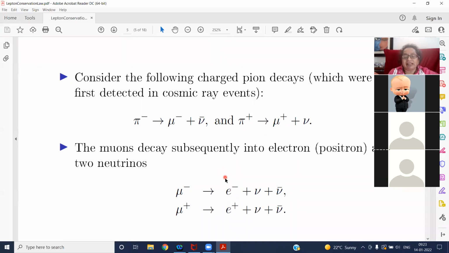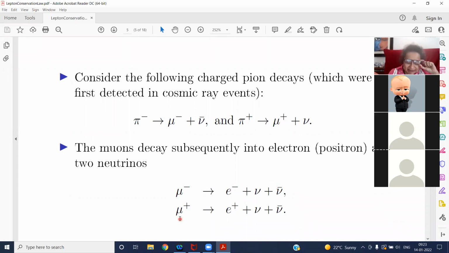Electron has lepton number +1, neutrino has lepton number +1, nu bar has lepton number -1, 1 minus 1 is 0, and then I have 1. Left hand side 1, right hand side 1. This is possible. So I will write this as mu decay.